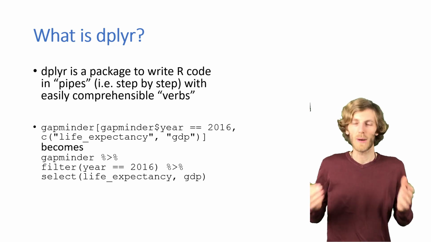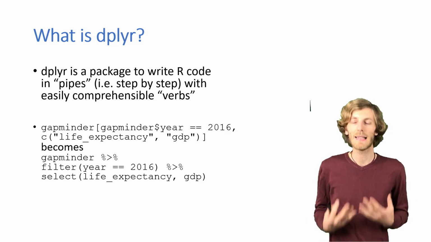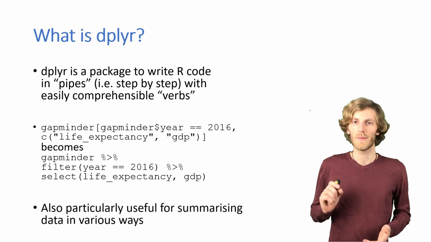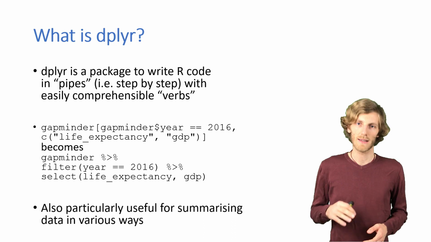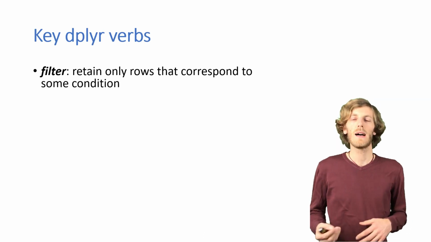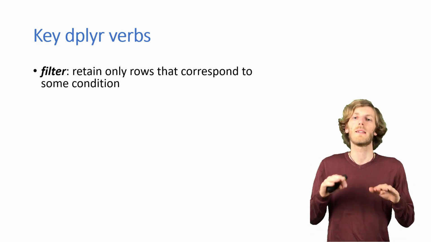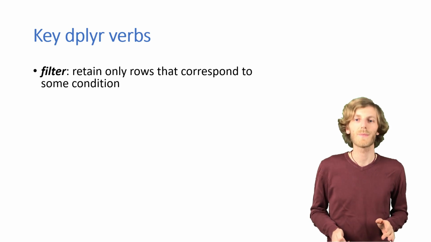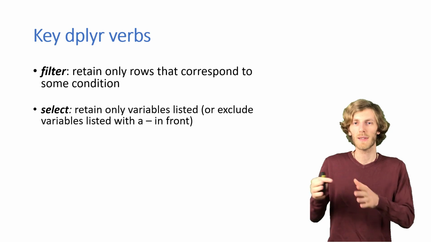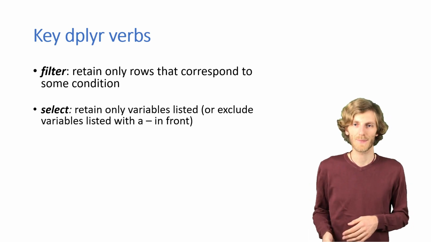There are quite a few different dplyr verbs, but just a few that are really essential and that you will be using quite a lot, particularly when it comes to summarizing your data in various ways. So these verbs are filter. Filter only retains the rows that meet certain conditions. Then we have select. Select only retains the variables that you're listing, or you can also use it to exclude variables with a minus sign.